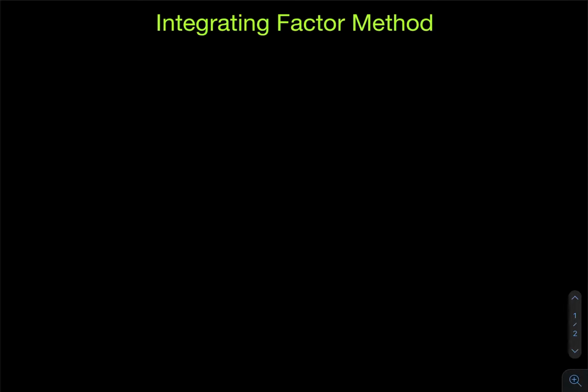Okay, so the integrating factor method will help us to solve equations of the following form. We'll have y prime plus p of t y equal g of t. The integrating factor method will use an auxiliary function called mu of t, and this function will help us to get a formula to solve my original differential equation.